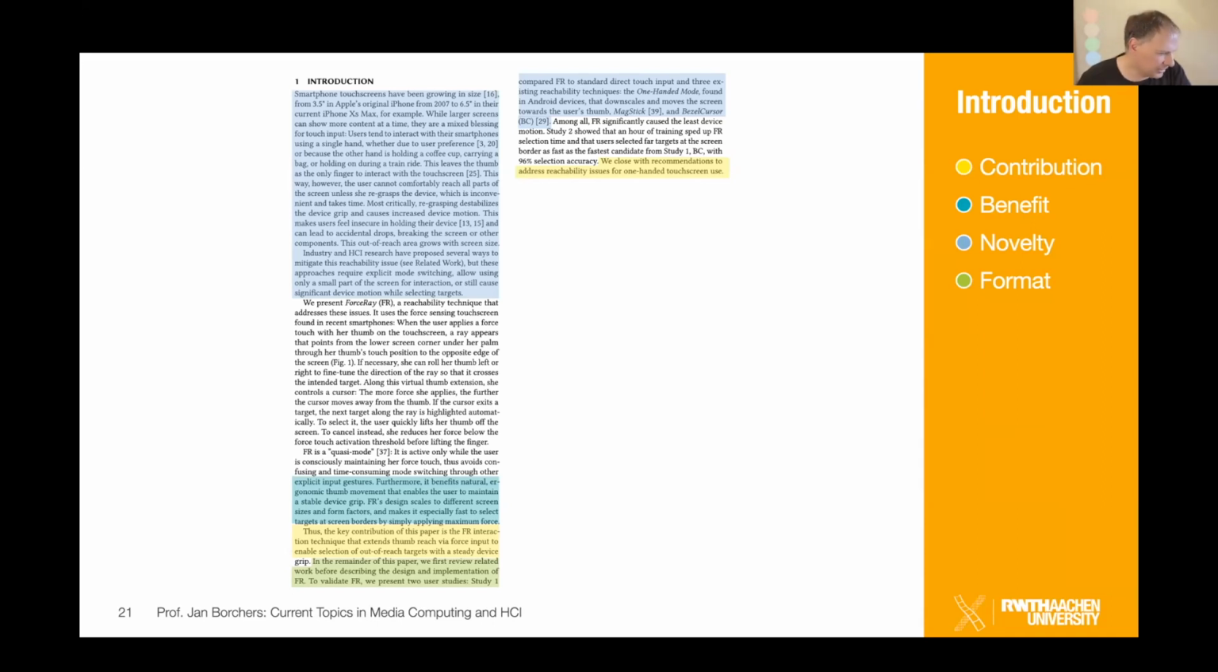This says here, in the remainder of this paper, we first review related work, before describing the design and implementation of ForceWay. To validate ForceWay, we present 2 user studies. Study 1 does this and this, and study 2 does this and this, and these are the results, blah, blah, blah. And we close with recommendations to address reachability issues for one-handed touchscreen use. So what you see here is that this is a well laid out paper. Well, it has to be, right? I was one of the authors, it's got to be awesome.